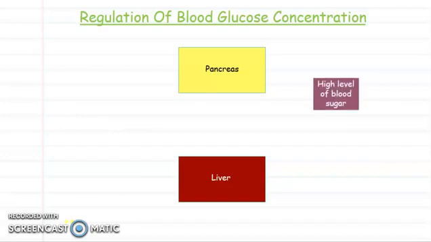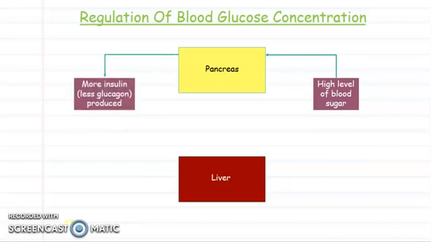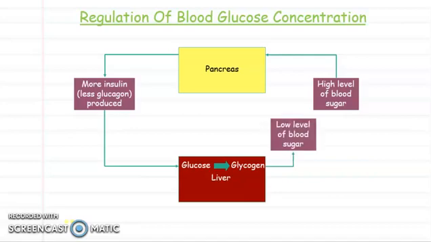Now, consider if there's a high level of blood sugar. This is detected by the pancreas, which will in turn produce more insulin and less glucagon. This then passes to the liver, and it causes the liver to turn glucose and store it as glycogen within its tissues. This will in turn then lower the level of blood sugar.